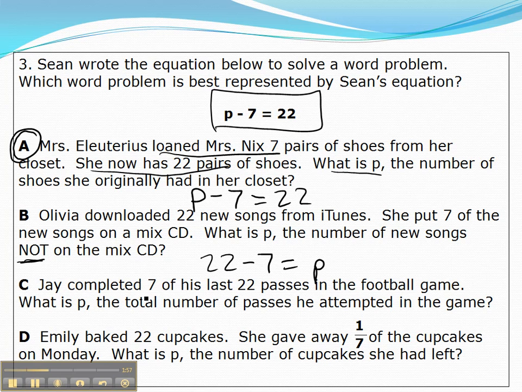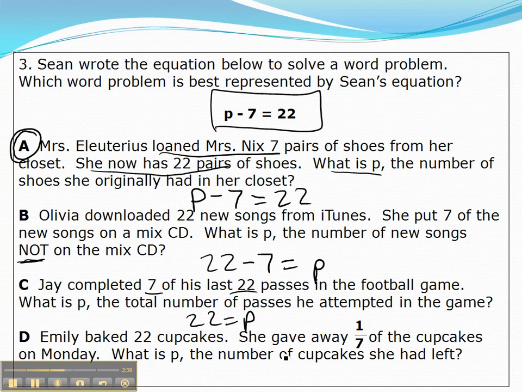Answer choice C, Jay completed 7 of his last 22 passes in the football game. What is P, the total number of passes he attempted in the game? Well, he completed 7 of 22, but 22 is the total that he attempted. So 22 equals P in this case. 7 would be the number that he completed. If they had asked us the number of passes he didn't complete, it would be 22 minus 7, but they're just asking for P, the number of passes that he attempted, and he attempted 22, so it's just 22 equals P.